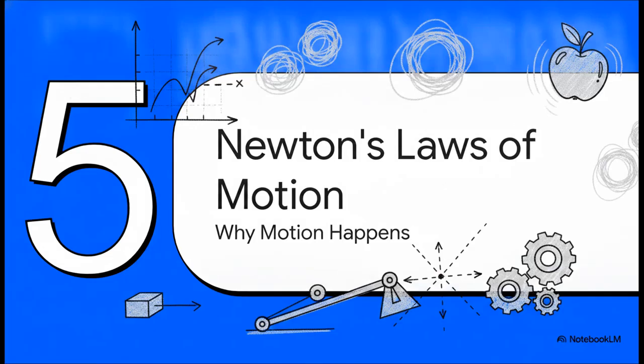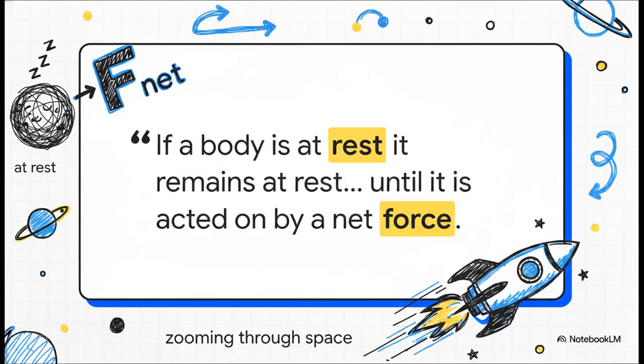And finally, we arrive at section 5, Newton's laws of motion, where we uncover exactly why all this motion happens in the first place. Sir Isaac Newton perfectly captured the concept of inertia in his first law. Honestly, I like to think of it as the ultimate rule of cosmic laziness. Everything in the universe is just going to keep doing exactly what it's already doing, whether that's sitting perfectly still or zooming through the vacuum of space in a straight line, unless an external net force violently interrupts it and forces it to change its state.